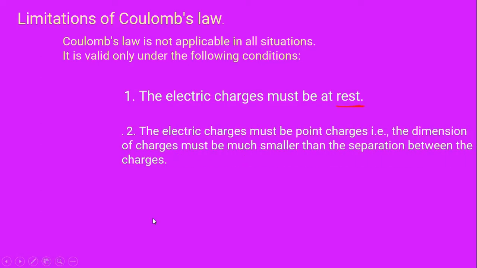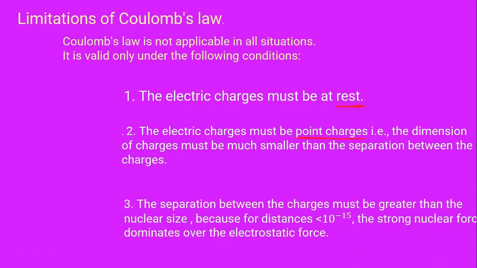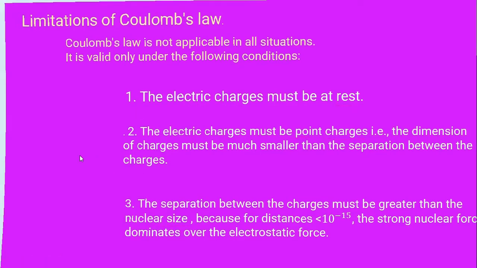Next, the electric charges must be point charges. Again, here the term point charges is coming, whose meaning is that the dimension of charges must be much smaller than the separation between them. So that is why Coulomb's law is valid only in the case of point charges. Next, the separation between the charges must be greater than the nuclear size. That means within the dimensions of nuclear size, Coulomb's law has no application, because there the nuclear forces dominate over the Coulombian forces. So these are the three conditions under which Coulomb's law is valid.